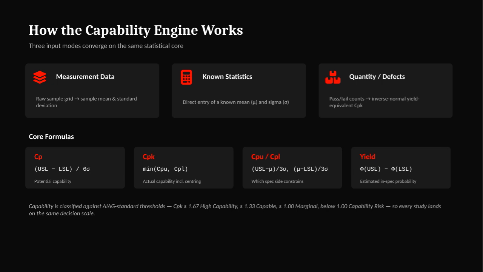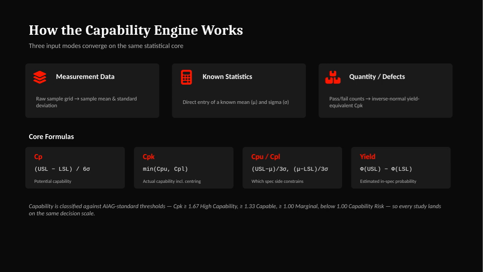The third mode is quantity/defects. Here, you input counts of pass and fail items, and the system converts this data into an equivalent CPK value using the inverse normal distribution. This approach aligns with the yield-to-sigma conversion used by industry standards like AIAG, helping to estimate process capability even when only defect data is available.